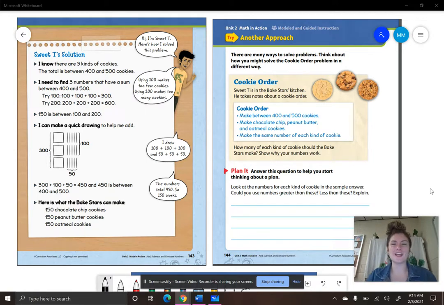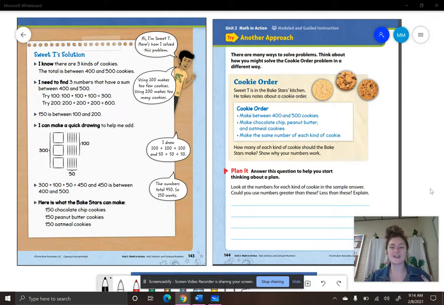So we are going to be talking about Unit 2 for iReady Math. Now in Unit 2, we've talked about place value, understanding hundreds, tens, and ones. We've talked about showing three-digit numbers in different ways. We've talked about writing three-digit numbers, comparing three-digit numbers, adding and subtracting three-digit numbers. So we are going to be using what we know about Unit 2 with three-digit numbers and adding and subtracting three-digit numbers to solve problems.